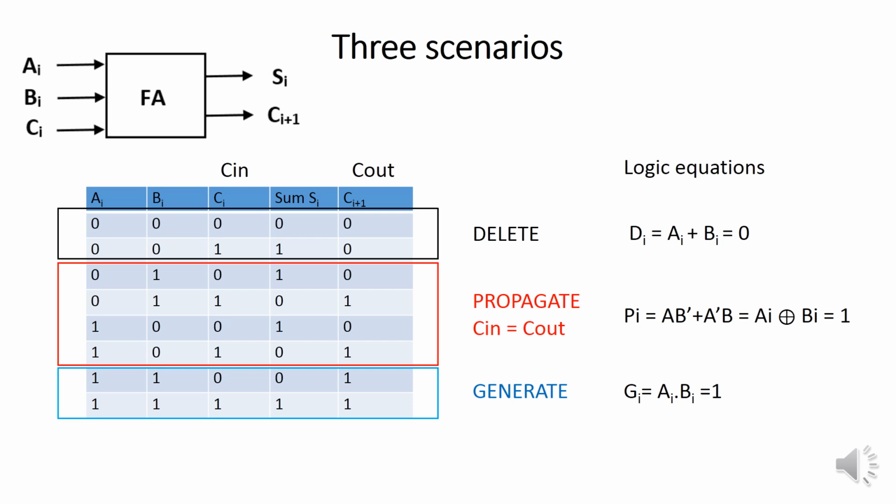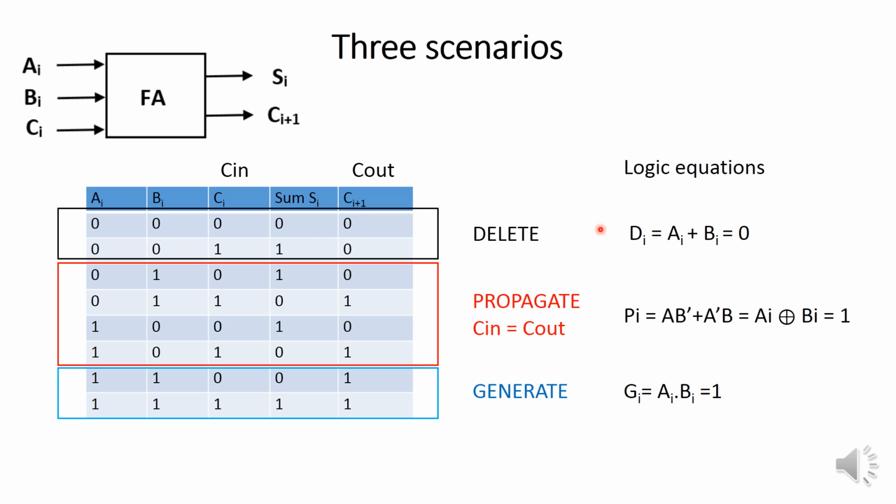Converting these scenarios into equations, we have the carry delete scenario is the function A plus B equal to 0. The carry generate scenario is the function A B equal to 1. And the carry propagate scenario is the function A B prime plus A prime B equal to 1, which actually is the exclusive OR function of A and B.